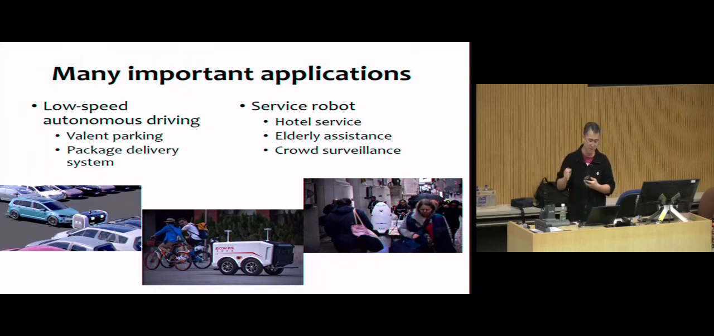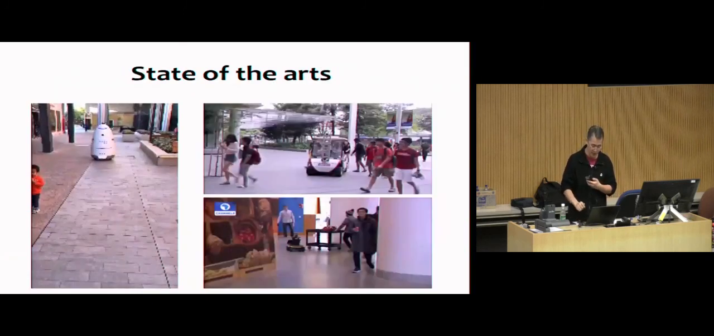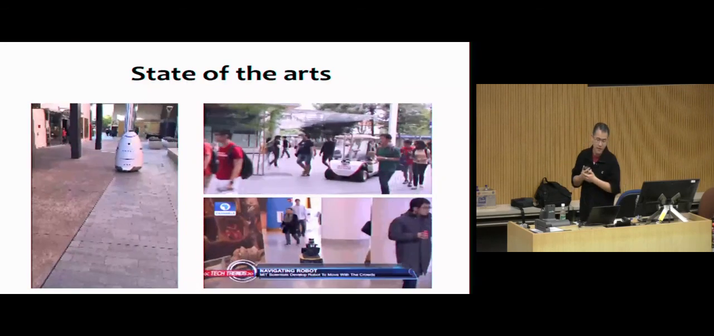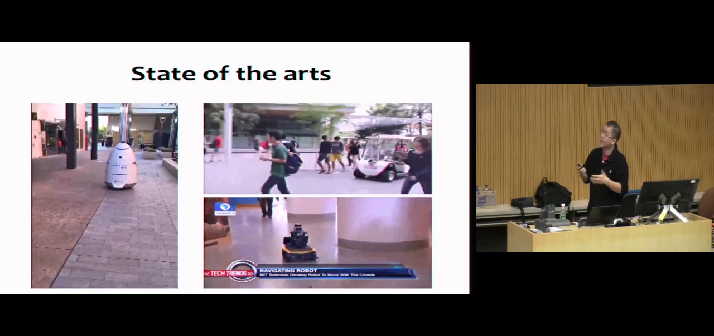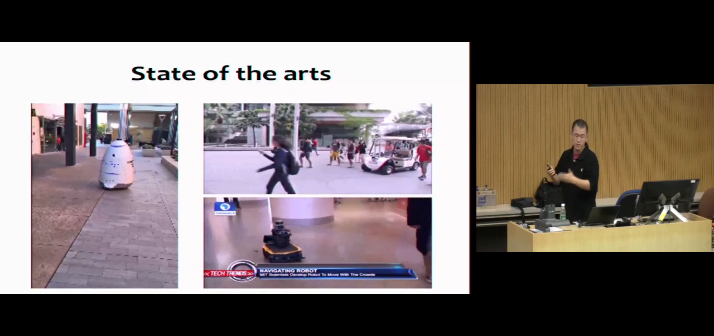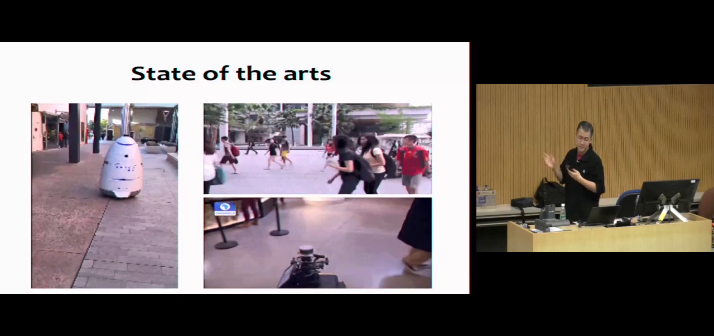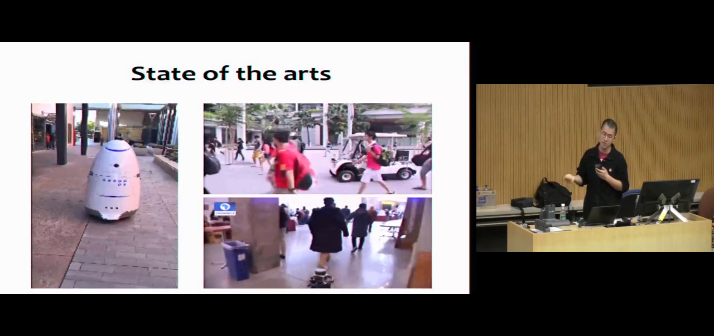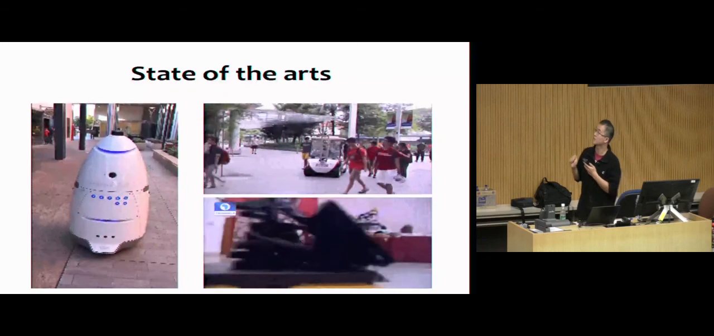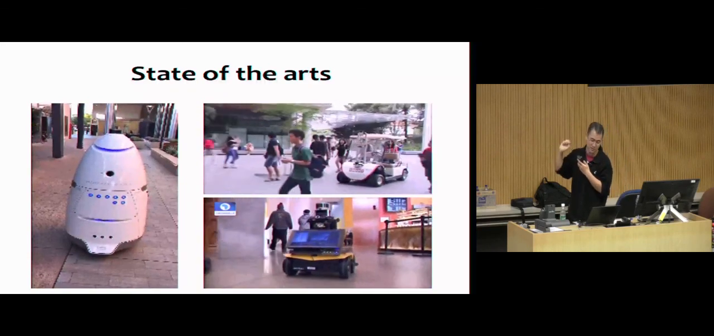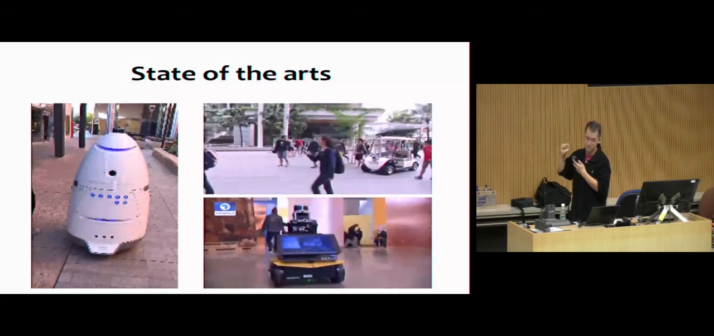So this is the main application. In reality, there are many people working on this part. As you can see, the state of the art is that the robot can indeed move in an environment with moving obstacles. However, the density, or the number of moving obstacles, is very limited. There are many open spaces around, and the robots can move around there. So this is the state of the art.